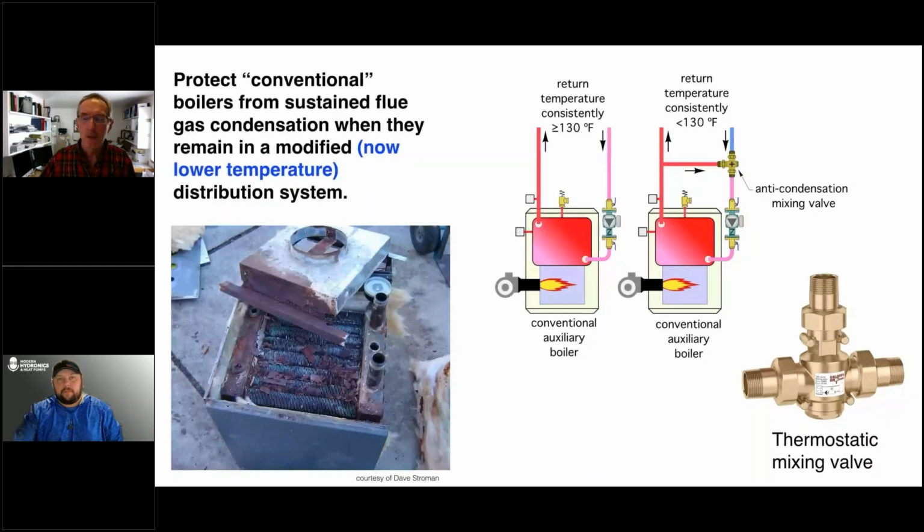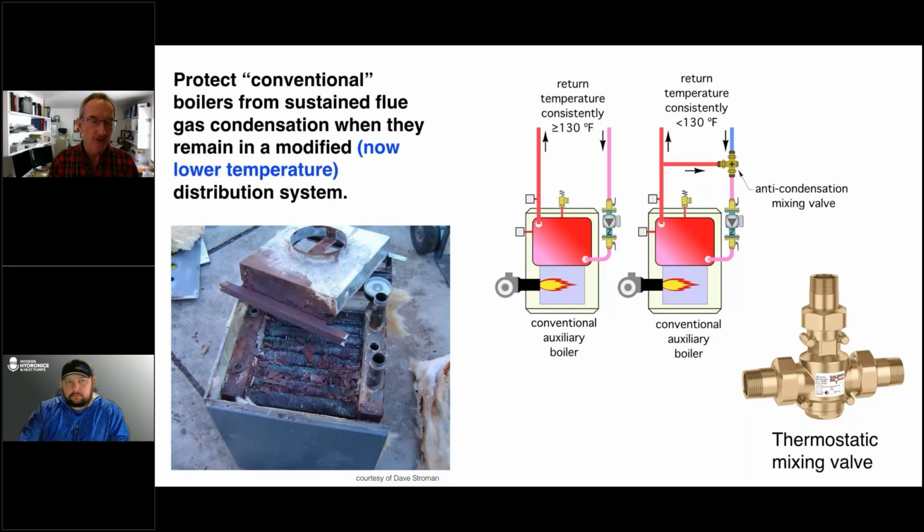And what it's going to do when there's cool water coming back from the distribution system, it's going to mix that cool water with some of the hot water leaving the boiler to bring the temperature that goes back into the boiler above the dew point of the flue gases. And these valves can be ordered with different temperature settings. Usually the low is about 110 degrees, and they go up well above that. For a gas-fired boiler, you typically want to keep that inlet temperature at or above 130 degrees to prevent flue gas condensation. So again, as you're adding heat pumps to an existing boiler system, don't forget to protect the boiler.